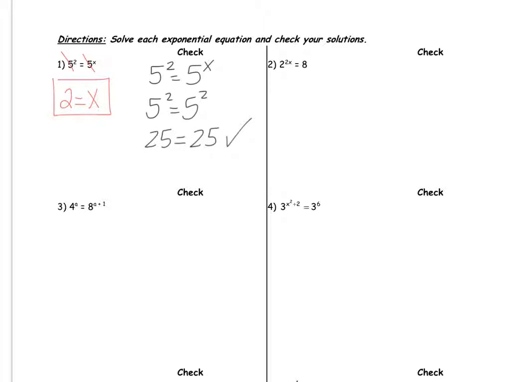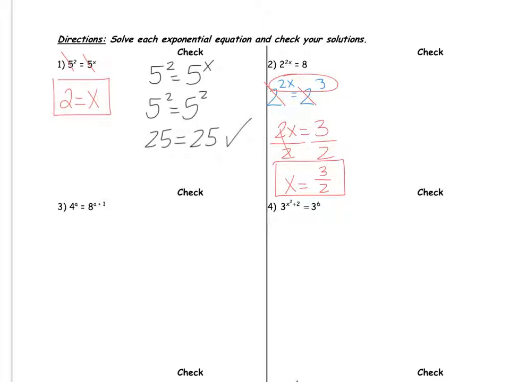Okay, so number 2. I cannot cross off the bases because they are not equal, so I need to rewrite them. From what we did before, I could rewrite 8. I know that 8 is the same thing as 2 to the 3rd power. So now I have 2 to the 3rd equals 2 to the 2x. Are my bases equal? Yep. So you can cross them off, and my final answer would be 2x equals 3. So I set the exponents equal. Divide both sides by 2. X equals 3 halves.